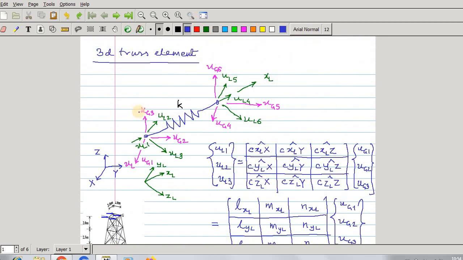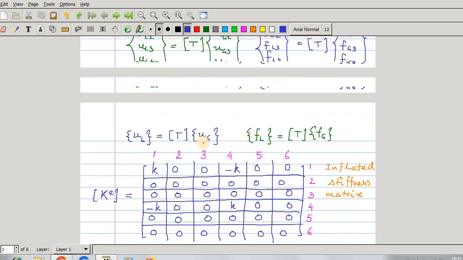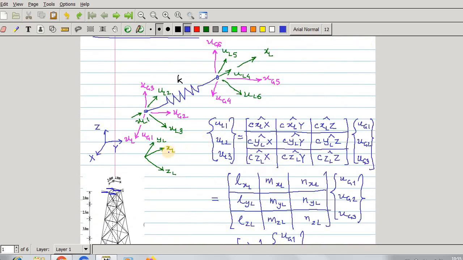See here, once we know these two coordinates, we can always find out this LXL, MXL and NXL. But YL and ZL have to be in a plane which is perpendicular to XL. These two directions are actually arbitrarily taken. Wherever you take, your stiffness matrix remains this once they are perpendicular to XL.